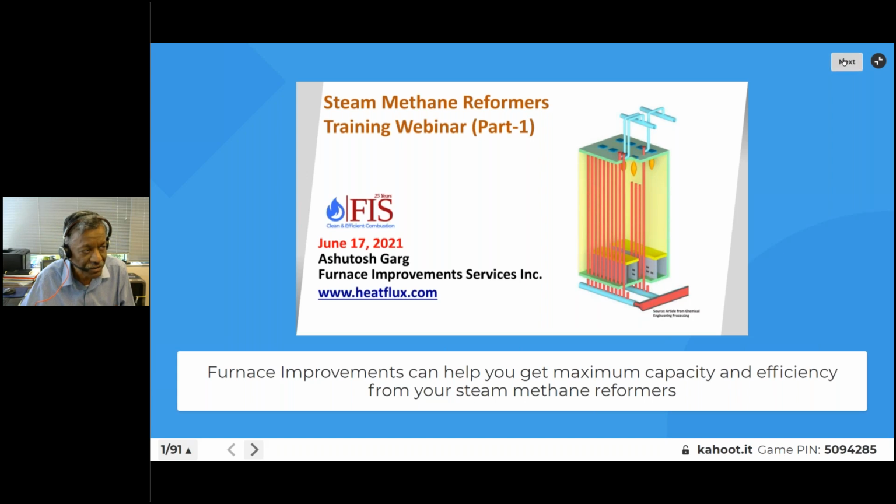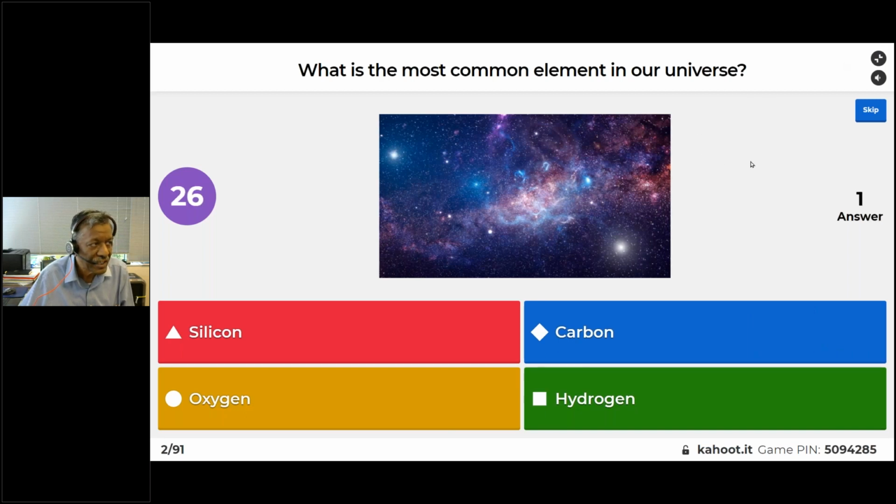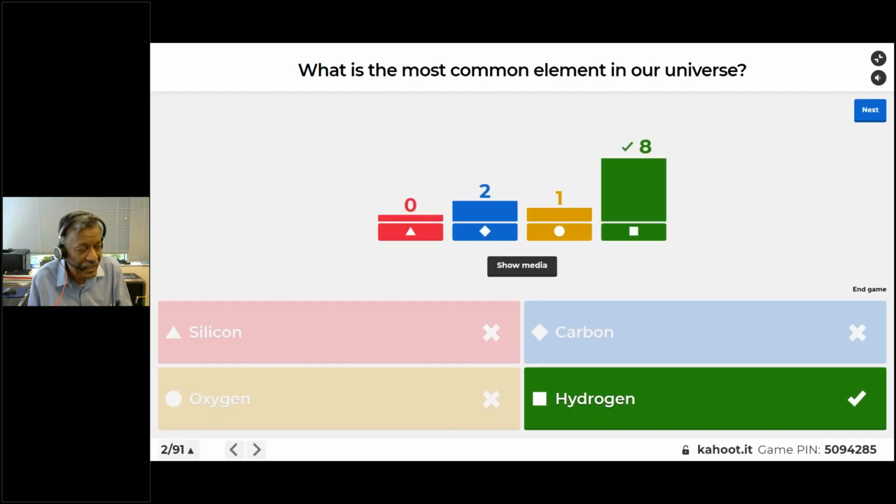Let's have a couple of questions to understand. We want to talk about what is the most common element in our universe. The choices are silicon, oxygen, carbon, and hydrogen. Most of you have answered correctly. Hydrogen is the most common element in the universe and even in our solar system. Approximately 70% of the matter in this universe is hydrogen, followed by helium at 27%. So 97% of the material is hydrogen and helium.